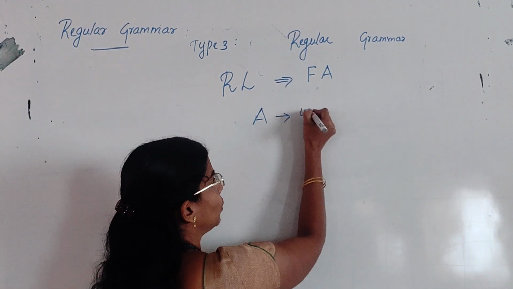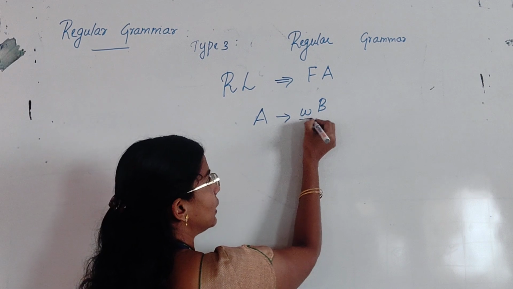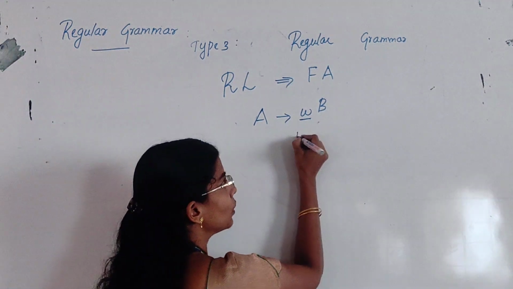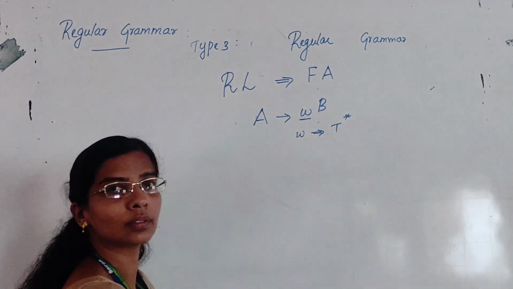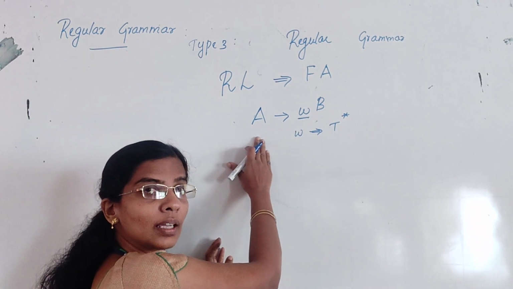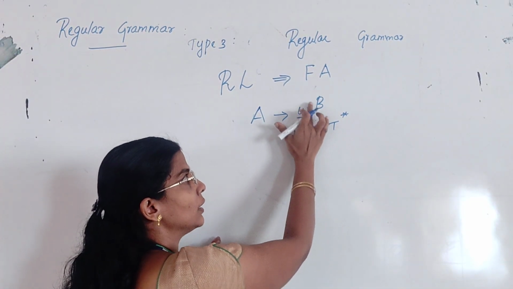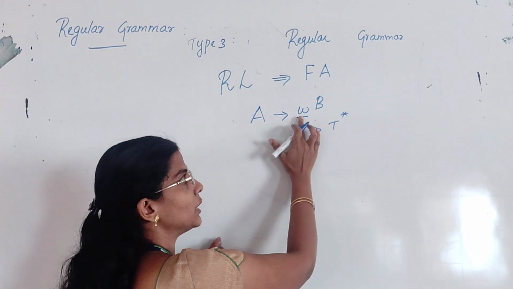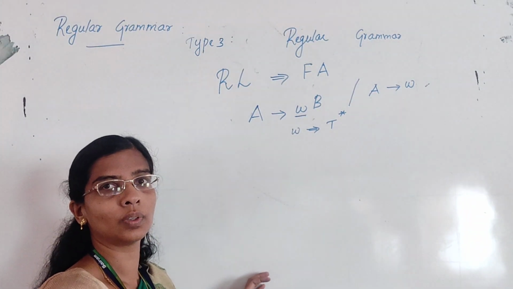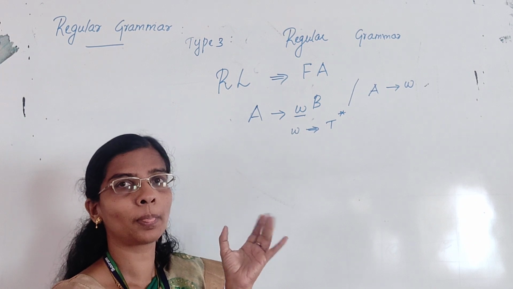A tends to W B. Here W is a combination of only terminals, W is T star. So in regular grammar, in the left-hand side I should have a single non-terminal. The right-hand side starts with a terminal and ends with a non-terminal, or I can have it like this also. So what is this W? T star. W is a collection of terminals.